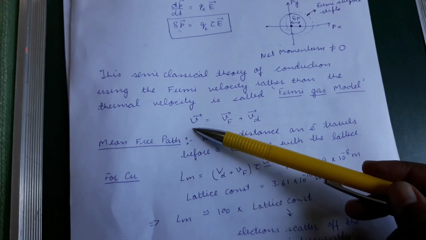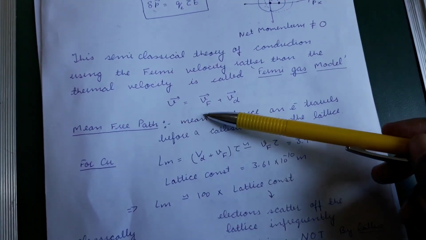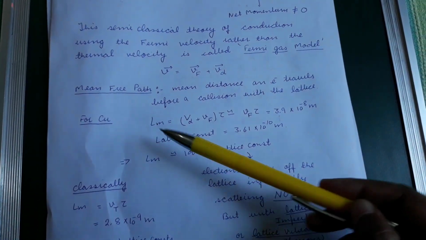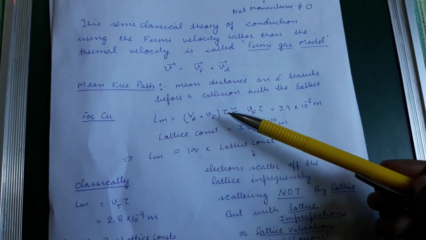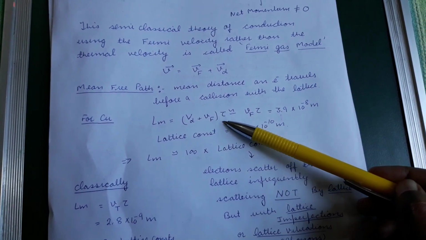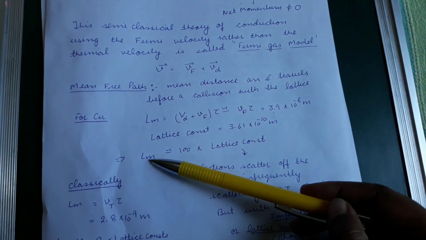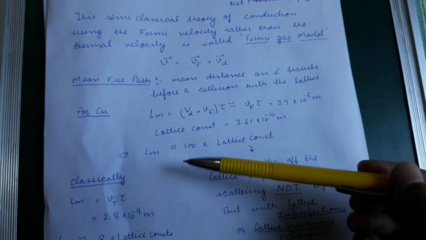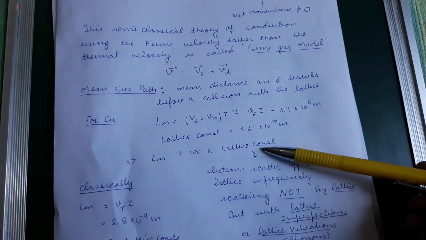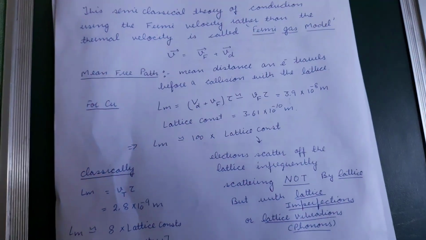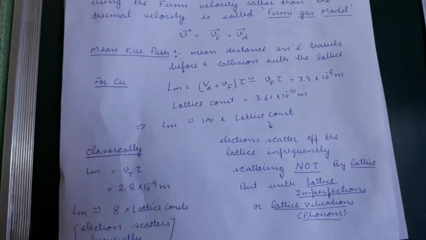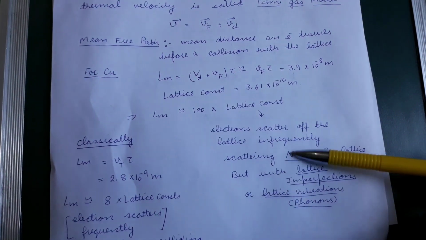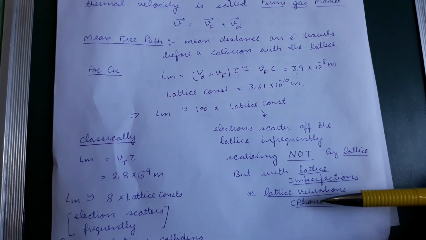So it means the total velocity will be the Fermi velocity plus the drift velocity. The mean free path we can then find out by multiplying velocity into the relaxation time. So we find out that the mean free path for copper, when we consider the Fermi velocity, is actually 100 times the lattice constant. It means that electrons rarely scatter with the lattice. They scatter only with lattice imperfections and phonons.